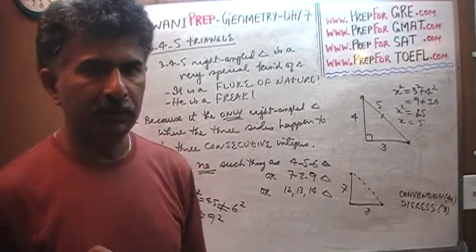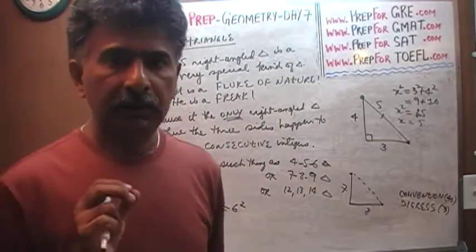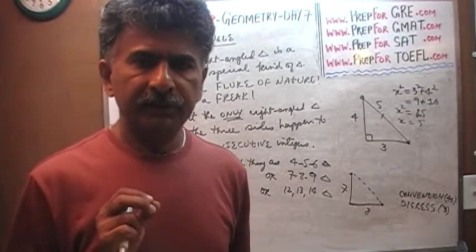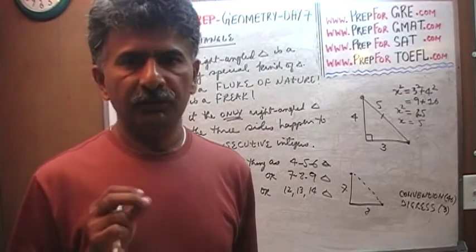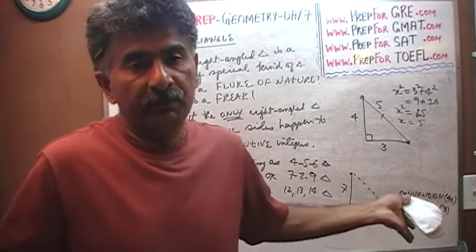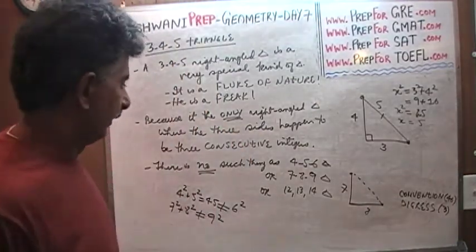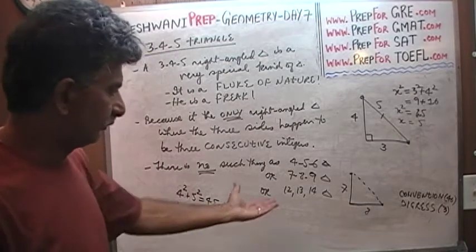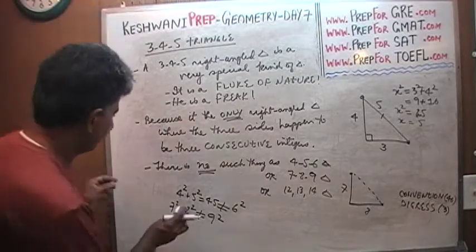I'm going to repeat myself: it is the only right angle triangle where the three sides just happen to be three consecutive integers, which is why it is treated as such a special triangle. It's called a 3, 4, 5 triangle, sometimes a special right angle triangle. There is no such thing as 12, 13, 14, it won't work. But, here's the but part.